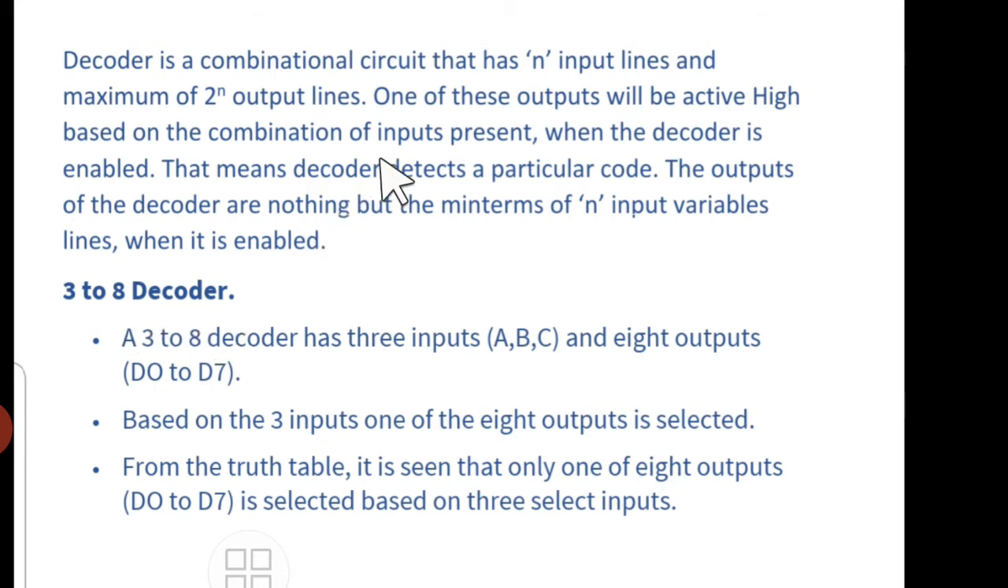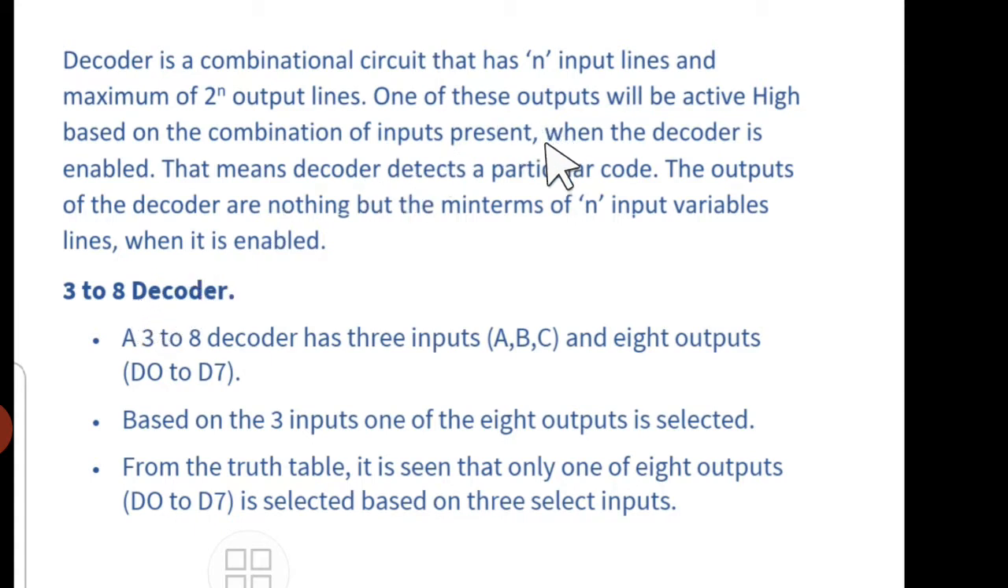You can compare it here: when the value of n is 3, the output lines are 2 to the power n, 2 to the power 3, because the number of input lines in the 3 to 8 decoder is 3, so 2 to the power 3 equals 8. So here you can see when the input lines are 3, the output is going to be 8, which is 2 to the power 3. I hope it's clear to you.